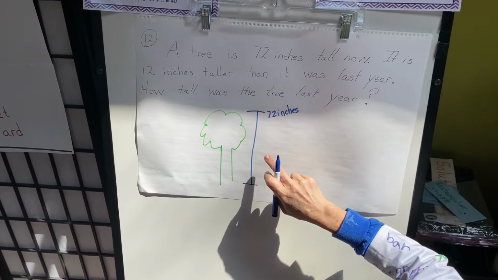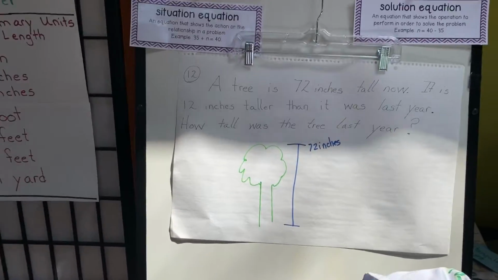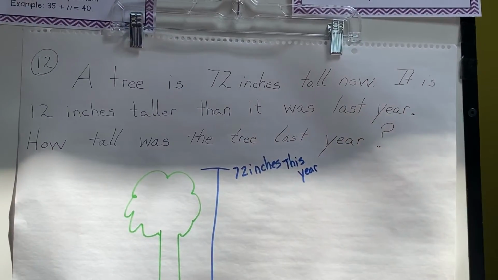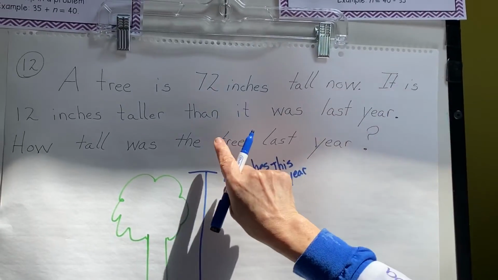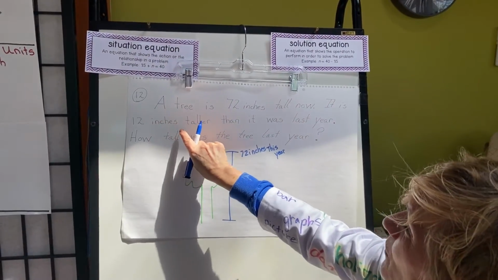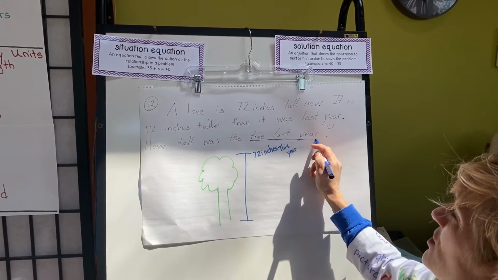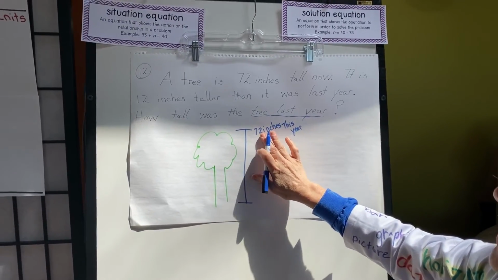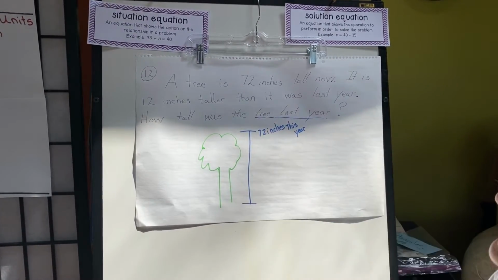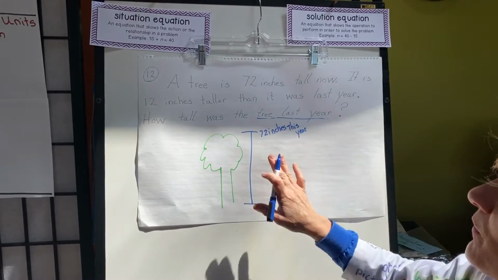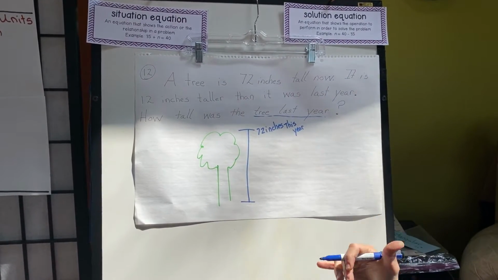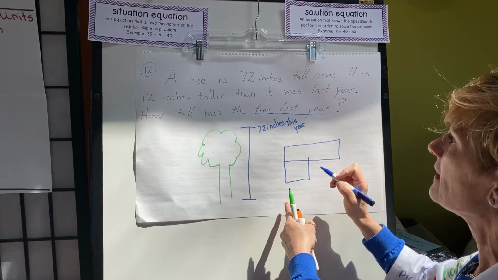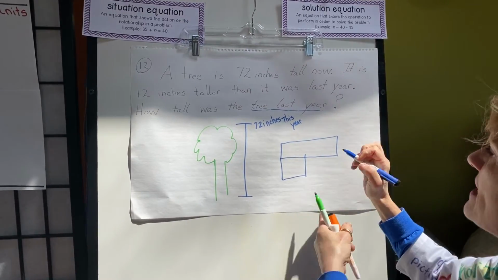It is 12 inches taller than it was last year. This is this year. But last year, it's not 12 inches tall. Last year, we don't know. We're trying to figure out the last year. So if the tree is 72 inches, but this is 12 inches taller than it was last year, that means last year was 12 inches shorter. So friends, again, I can go to my comparison bar because I'm kind of figuring out how tall was it last year.